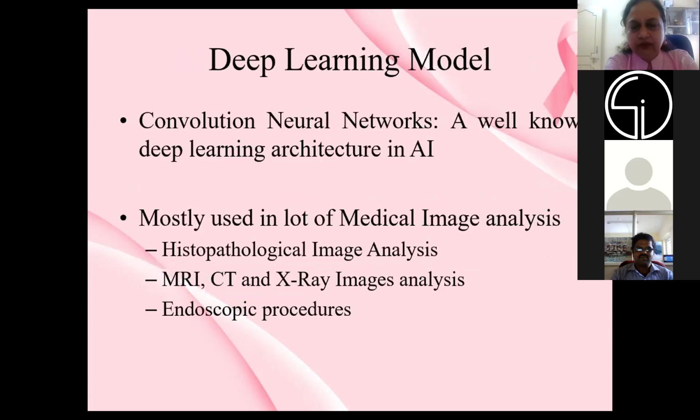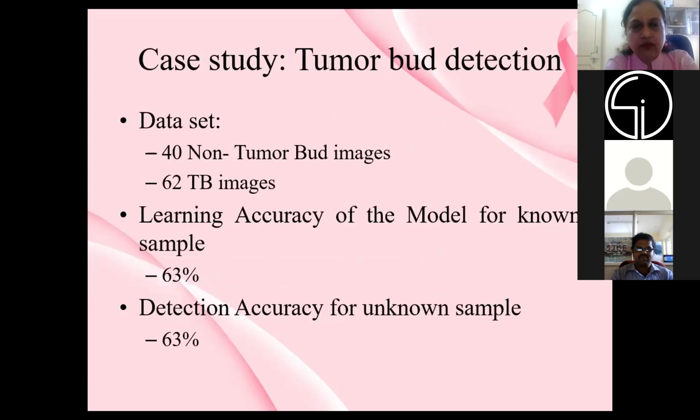So a brief mention of what they have done. The deep learning model is a convolutional neural network, a well-known deep learning architecture in AI. It is used mainly in medical image analysis, histopathological image analysis, MRI, CT, and X-ray image analysis, and endoscopic procedures. We supplied them a data set wherein they studied 40 non-tumor bud images of breast carcinoma and 62 tumor bud images of breast carcinoma, and they came up with an observation.